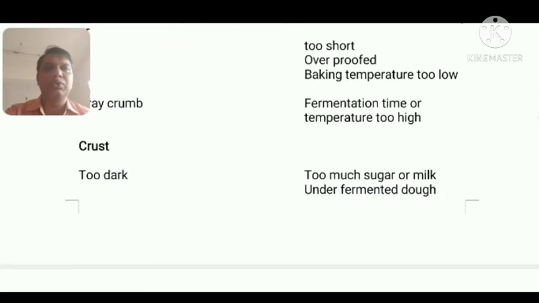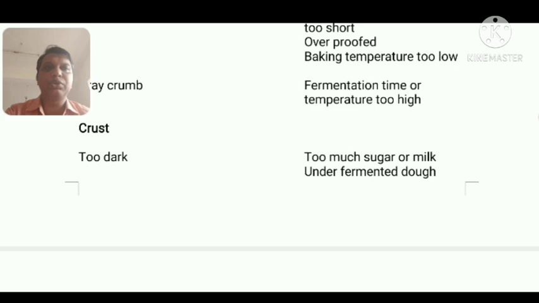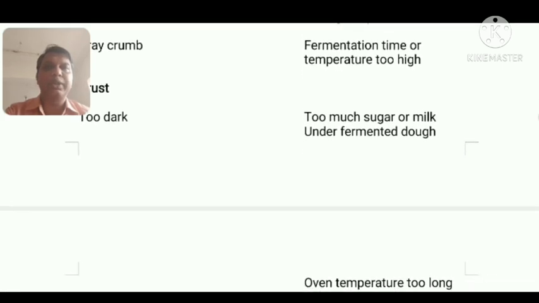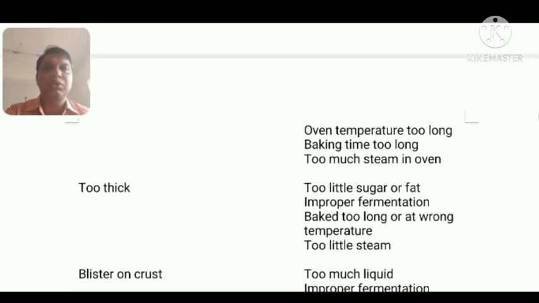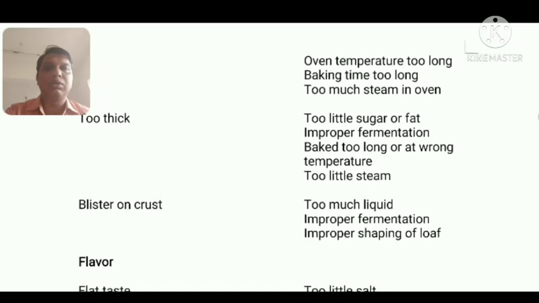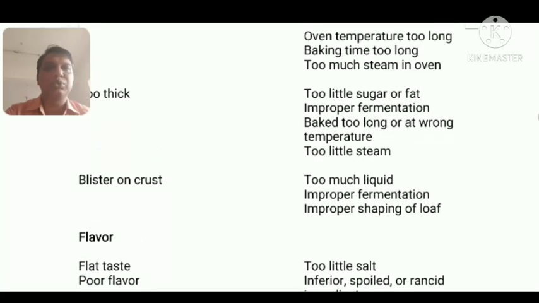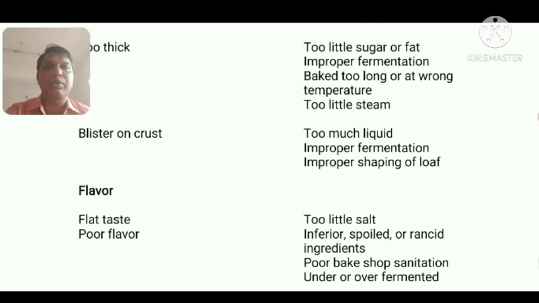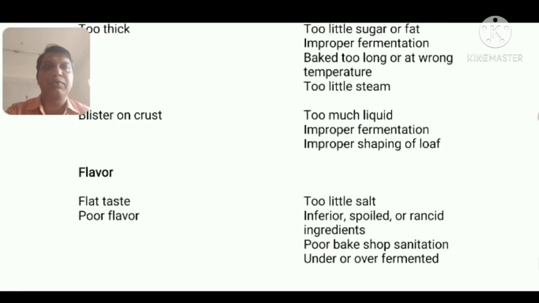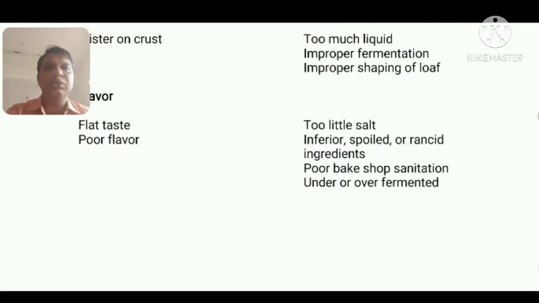Crust too dark: if you have used too much milk or sugar, when you bake it, it leads to caramelization and the crust develops too dark. Crust too thick: too little sugar or fat, improper fermentation, baking too long or at the wrong temperature, too little steam. Blisters on the crust: too much liquid, improper fermentation, improper shaping of loaves. These lead to the various faults.